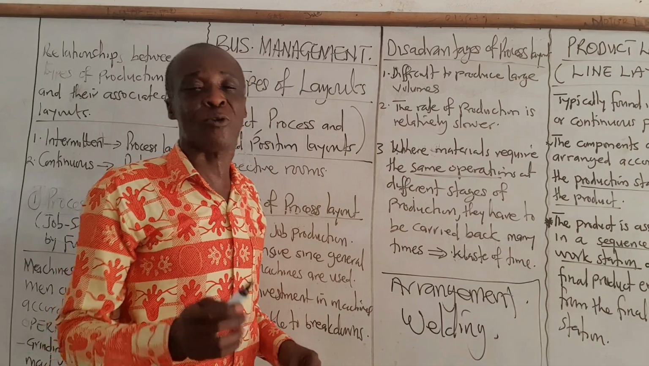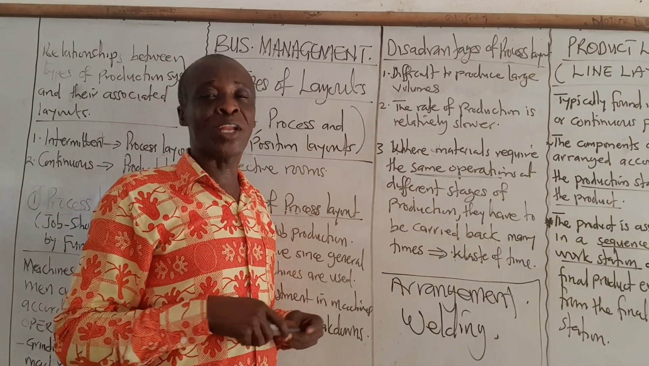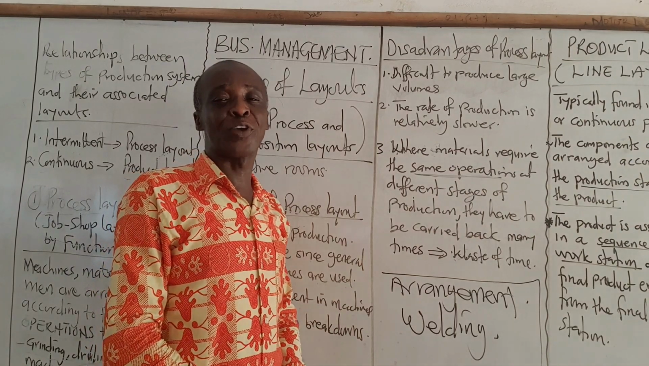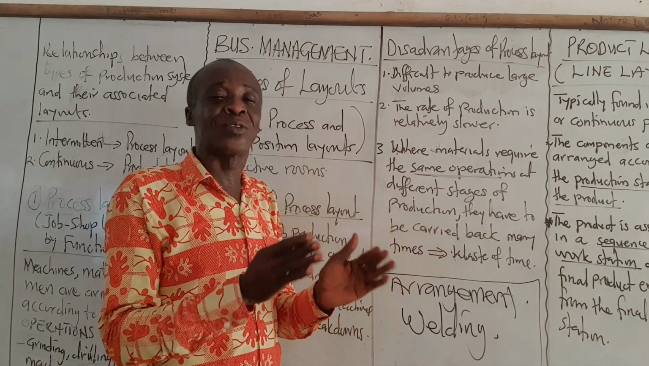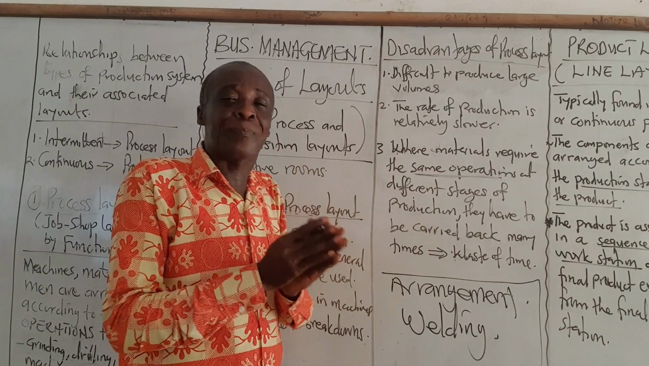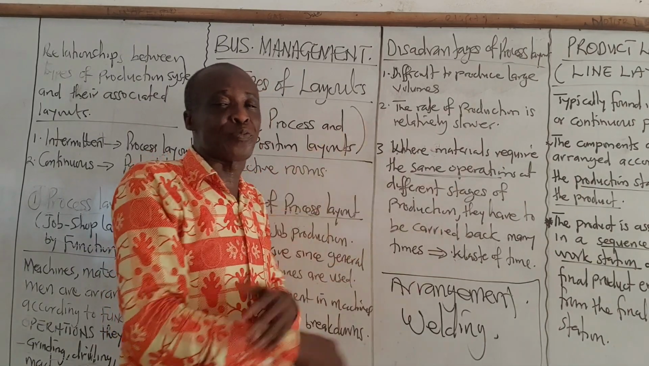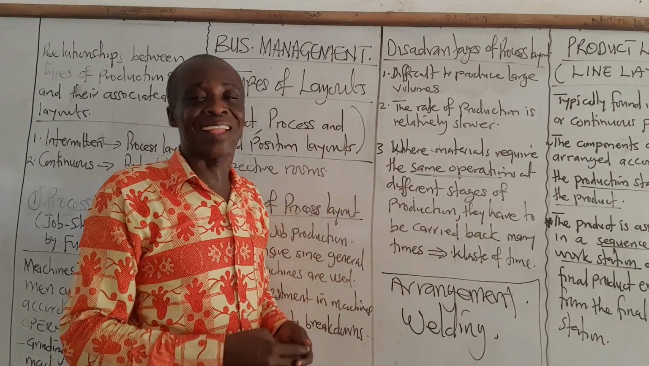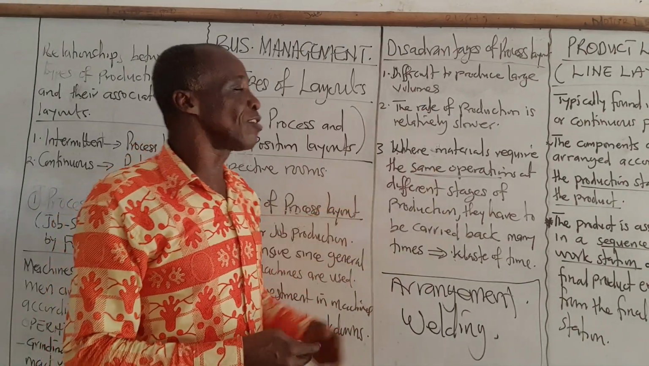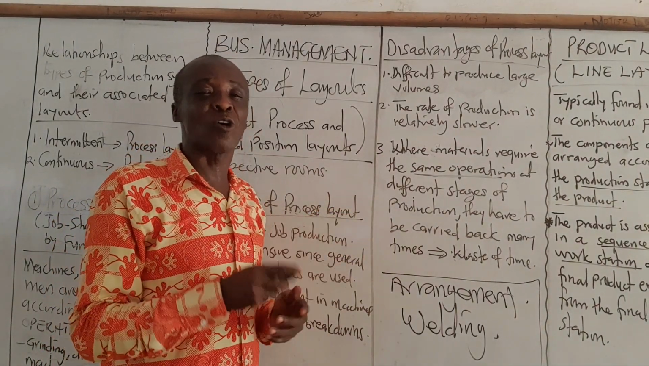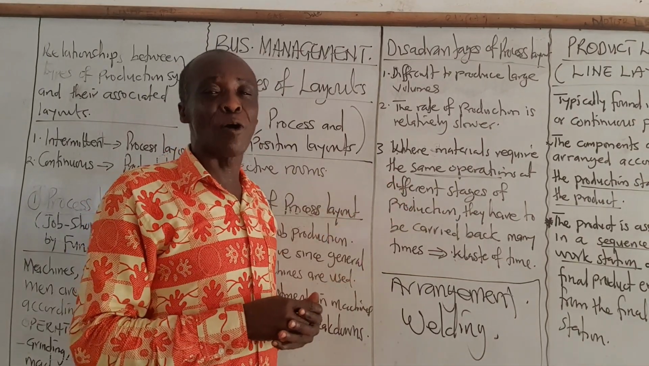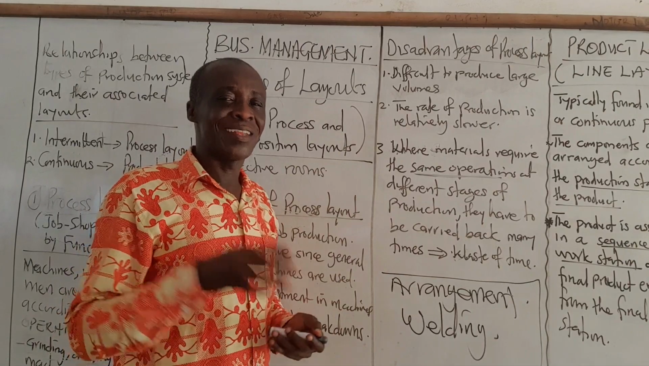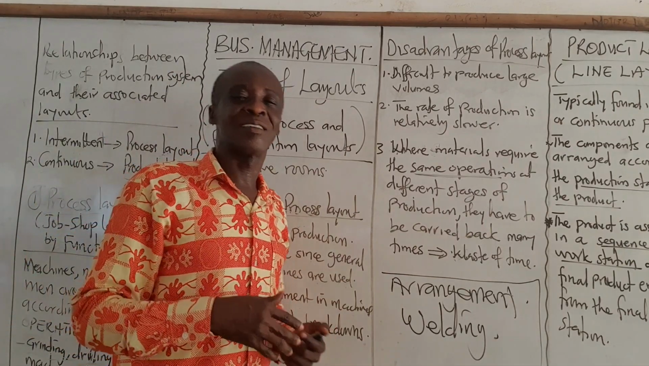The third one, where materials require the same operation. What is the operation? The operation can be cutting. So we have looked at, you know, if you are in a carpentry shop, you know the various operations. It could be measuring, it could be any other thing.